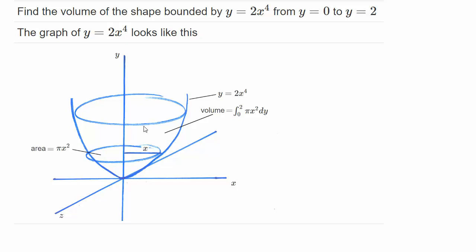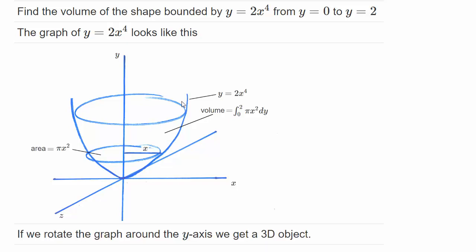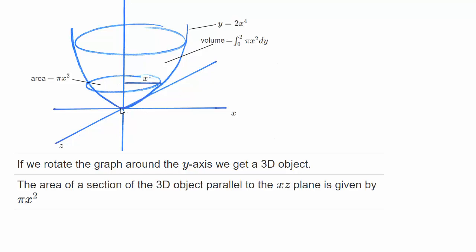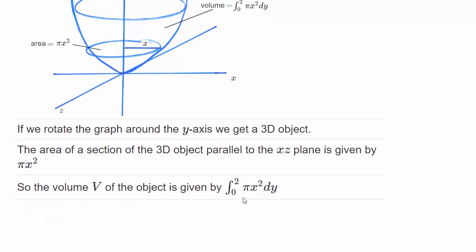If we rotate this about the y-axis, we create this sort of cup shape that sits on the origin. To find the volume, we're going to integrate an infinite number of these disks from y equals 0 all the way up to y equals 2. So the volume is given by the integral of pi x squared dy.